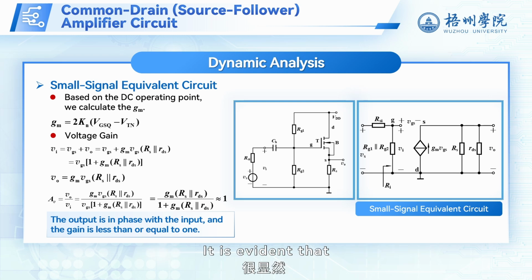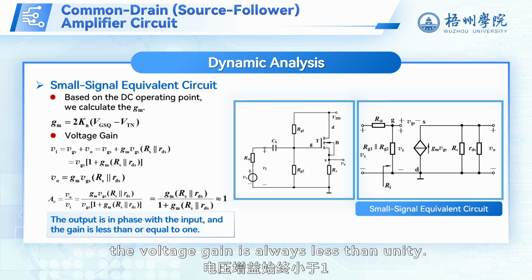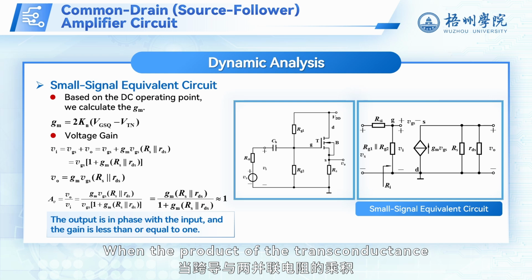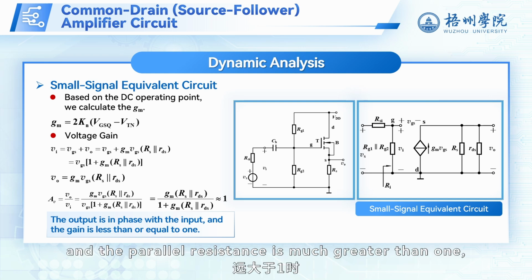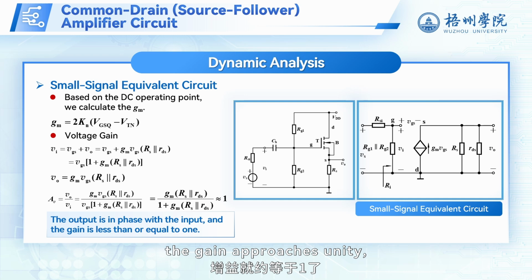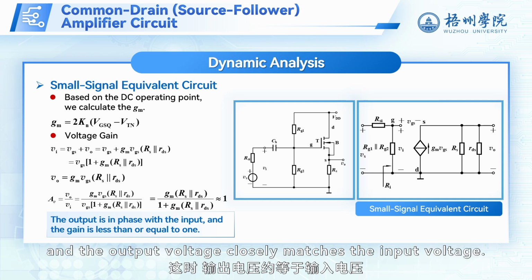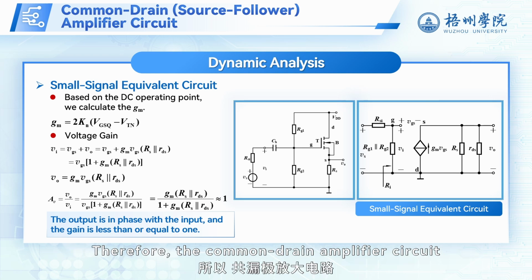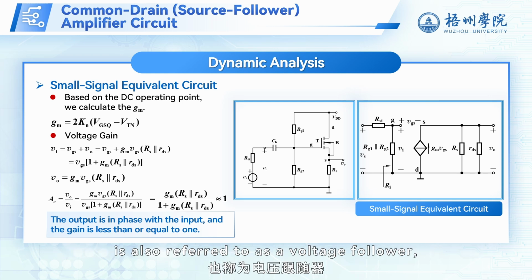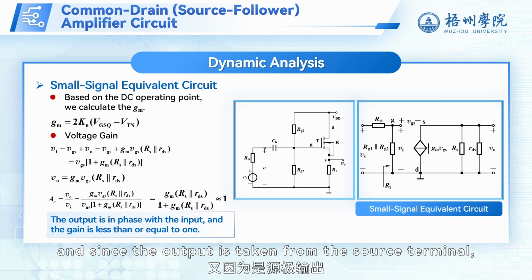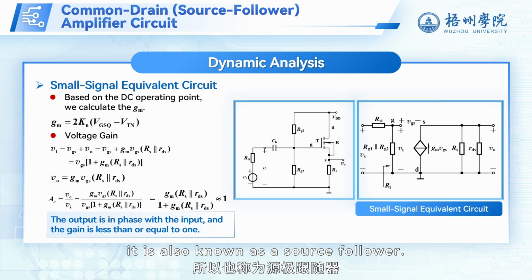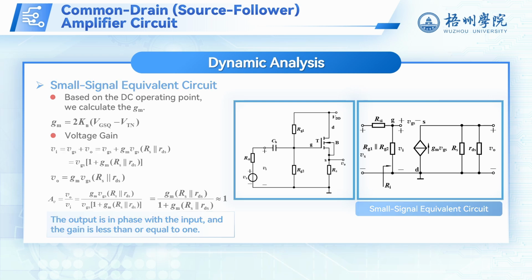It is evident that the voltage gain is always less than unity. When the product of the transconductance and the parallel resistance is much greater than 1, the gain approaches unity, and the output voltage closely matches the input voltage. Therefore, the common drain amplifier circuit is also referred to as a voltage follower. And since the output is taken from the source terminal, it is also known as a source follower.